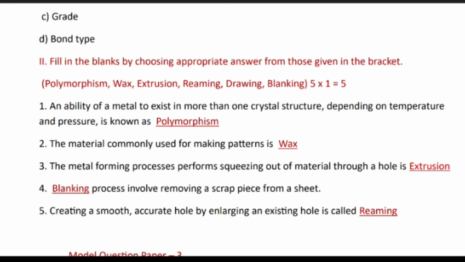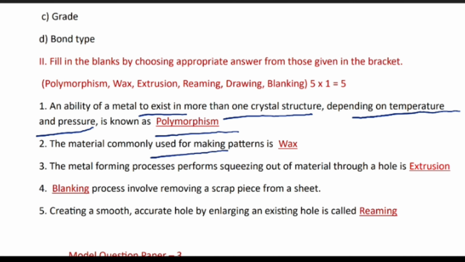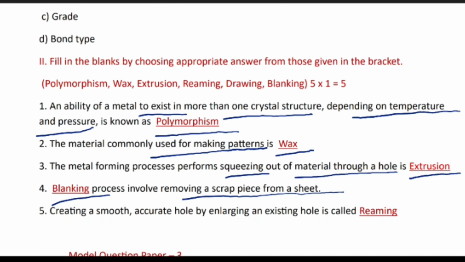Next will be fill in the blanks. First question: the ability of a metal to exist in more than one crystalline structure depending on temperature and pressure, we call it polymorphism. The material commonly used for making patterns, we call it wax. The metal forming process that squeezes material out through a hole is called extrusion. Blanking is a process involving removing a scrap piece from the sheet. Creating a smooth, accurate hole by enlarging an existing hole, we call it reaming.